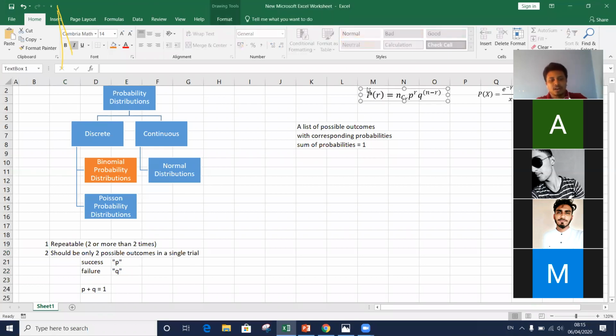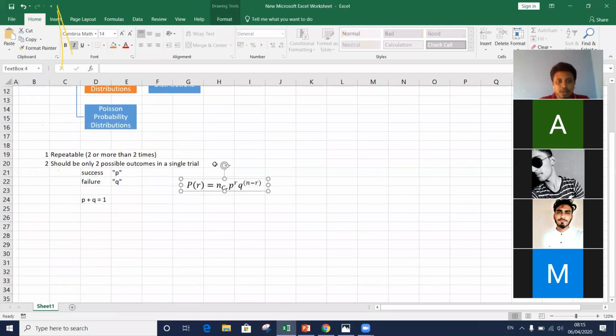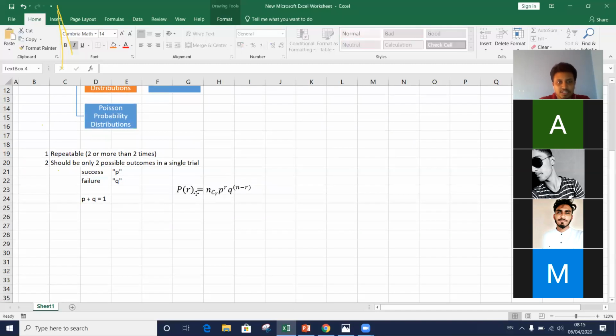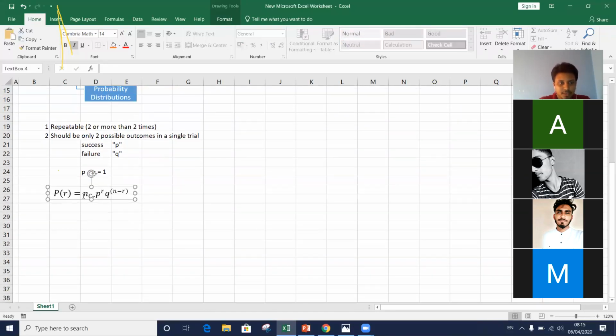And this is the formula we use to calculate the probability in a binomial probability distribution, right? This is what we use. Look how I read this formula. Probability of R number of successes should be equal to what is this? Combination, the permutation NCR, can you remember? This is combination, right? NCR into P to the power R into Q to the power N minus R. Probability of R number of successes, right?